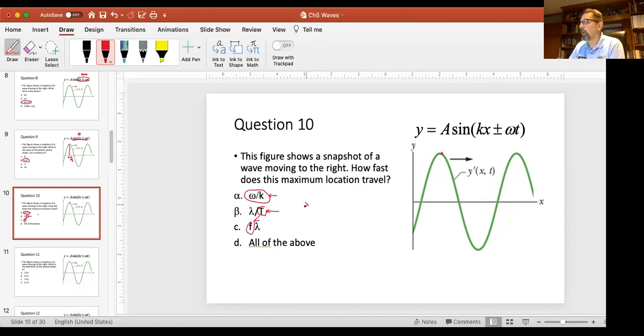But then how do I get omega over K? Well, if I can remember this one, I just multiply by 2 pi over 2 pi. And you can see right there, 2 pi over the period, that's omega, and 2 pi over the wavelength, well, that's K, and it's in the denominator. And so that's how that one shows up. And so that's how I've always remembered it. And maybe that'll help you here on one of these next questions.